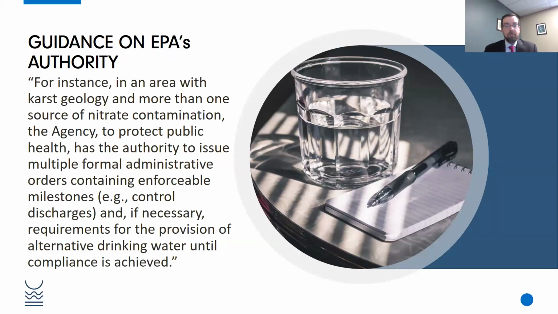There's also some helpful examples in the guidance document. It specifically calls out karst geology as one possible way that EPA might need to intervene. So if EPA chooses to intervene, it has pretty broad discretion in how it does that. And this example from the guidance document shows that the exact situation we have in Iowa is an appropriate use of EPA's emergency authority to intervene. Next slide.